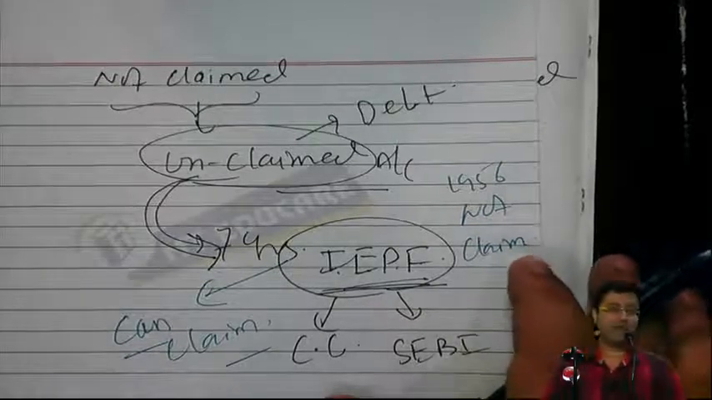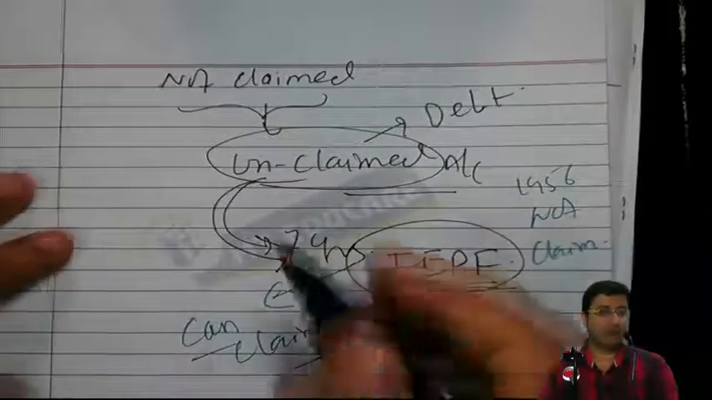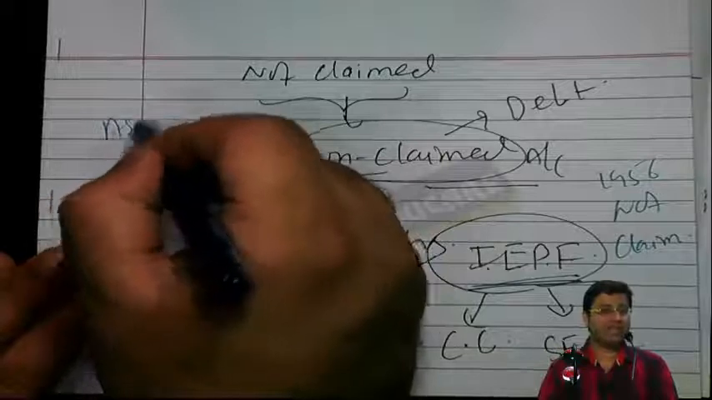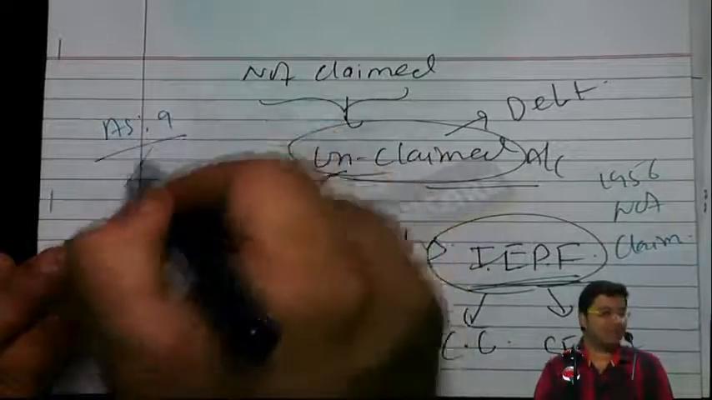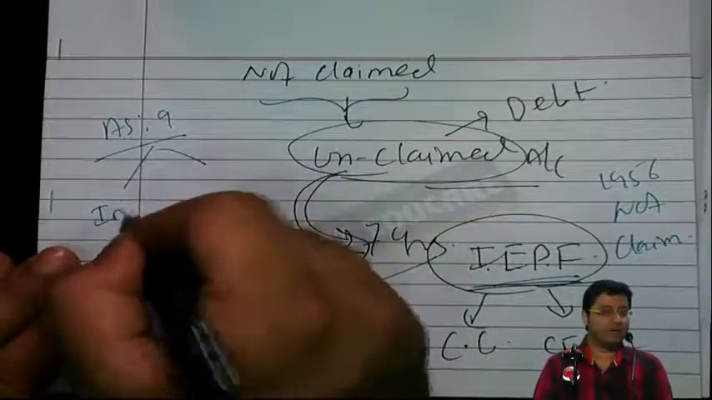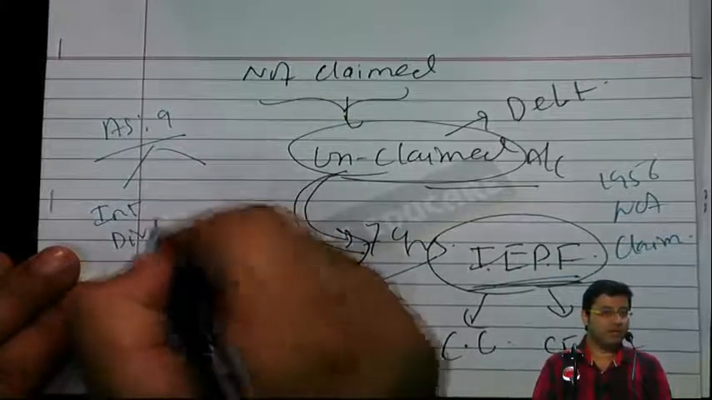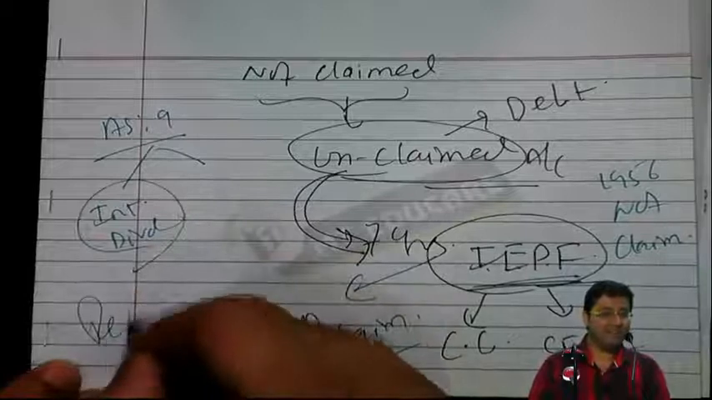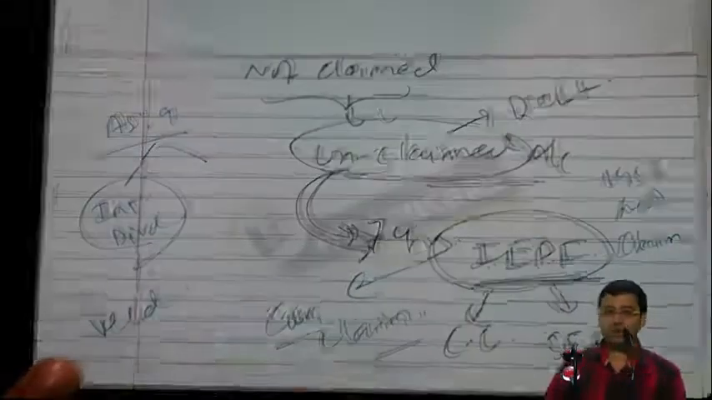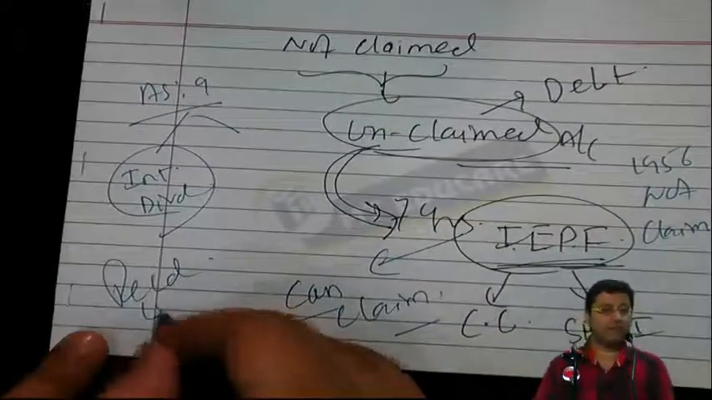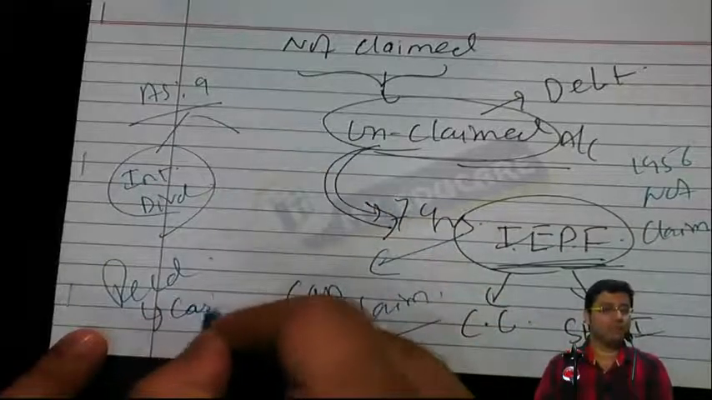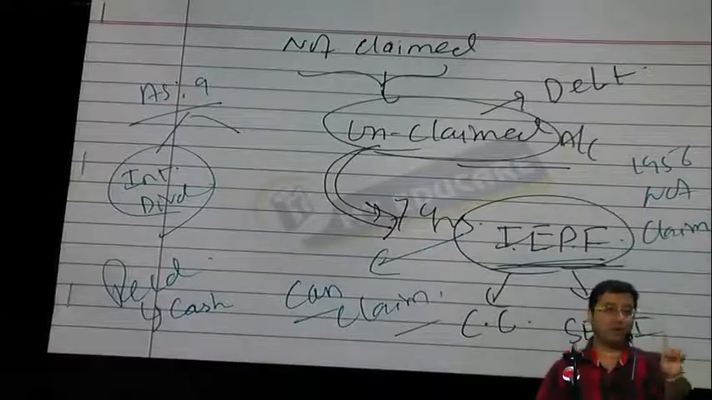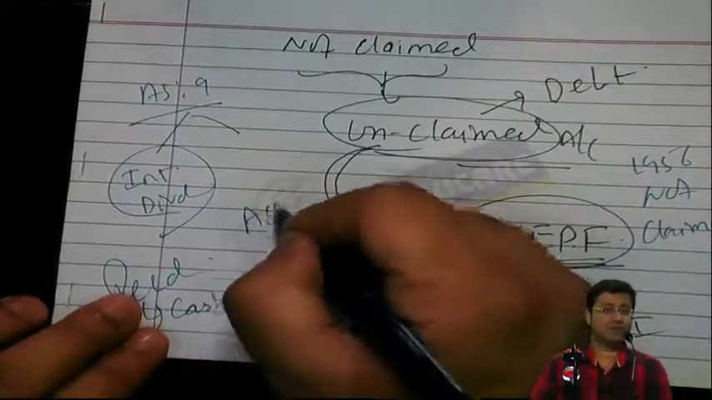Okay, and one last point I want to tell you is that whenever we are talking about dividends, let me tell you what AS9 says. AS9 says only one thing: that when it comes to interim dividend, revenue recognition should be done only when you have received the interim dividend. Okay, that means in case of interim dividend, AS9 follows the cash system of accounting. Though the drafting of AS9 is not on cash system, it is on accrual system.